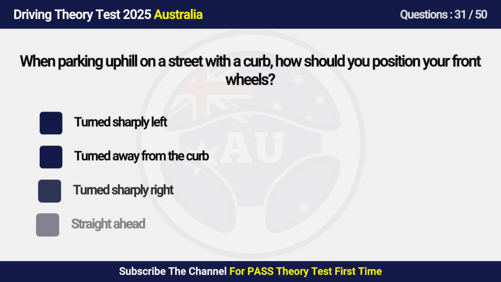Question 31. When parking uphill on a street with a curb, how should you position your front wheels? A, turned sharply left, B, turned away from the curb, C, turned sharply right, D, straight ahead.